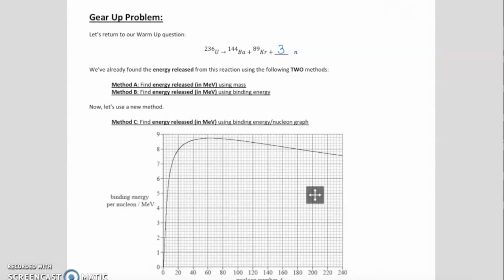So remember, in that warm-up, we estimated the energy released by looking at the mass of the reactants and products. We estimated the energy released using binding energy of each individual, comparing the reactants and products. But now we're going to use a new method. For this same reaction, I want you to use this binding energy per nucleon graph that's listed below, and I want you to calculate the energy released from this reaction just using this graph. Pause the video here and give it a try now.